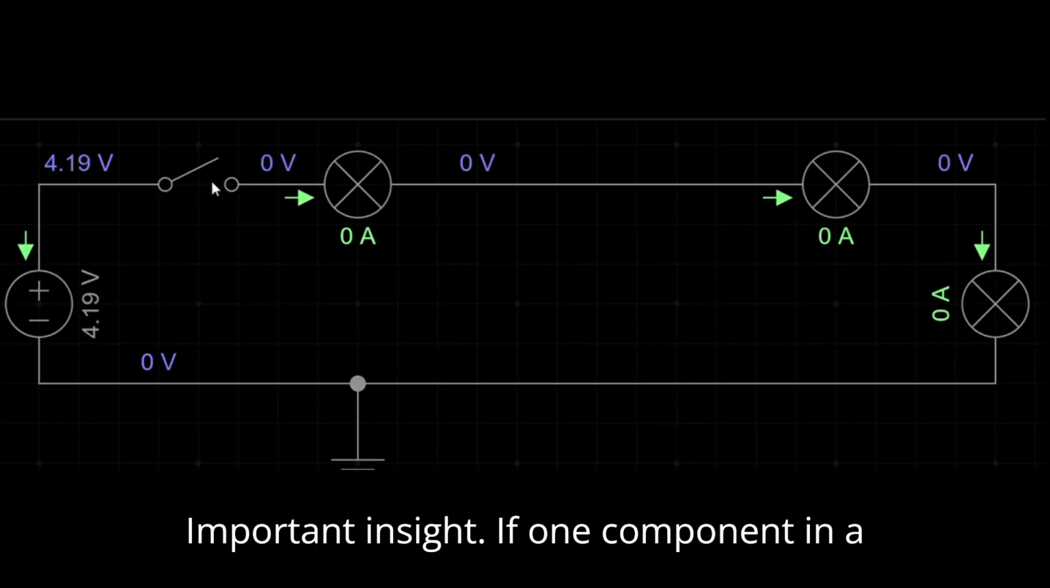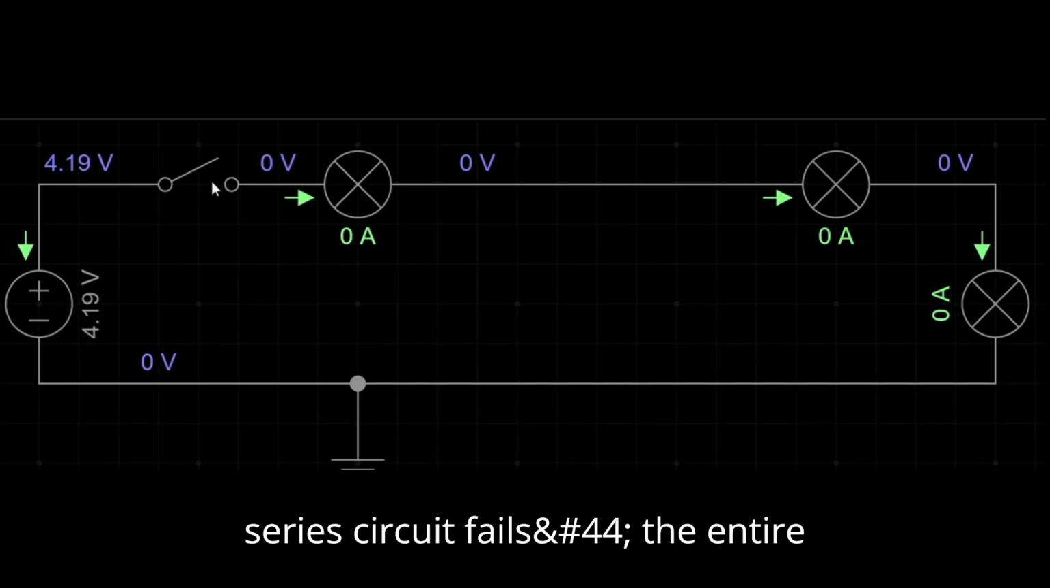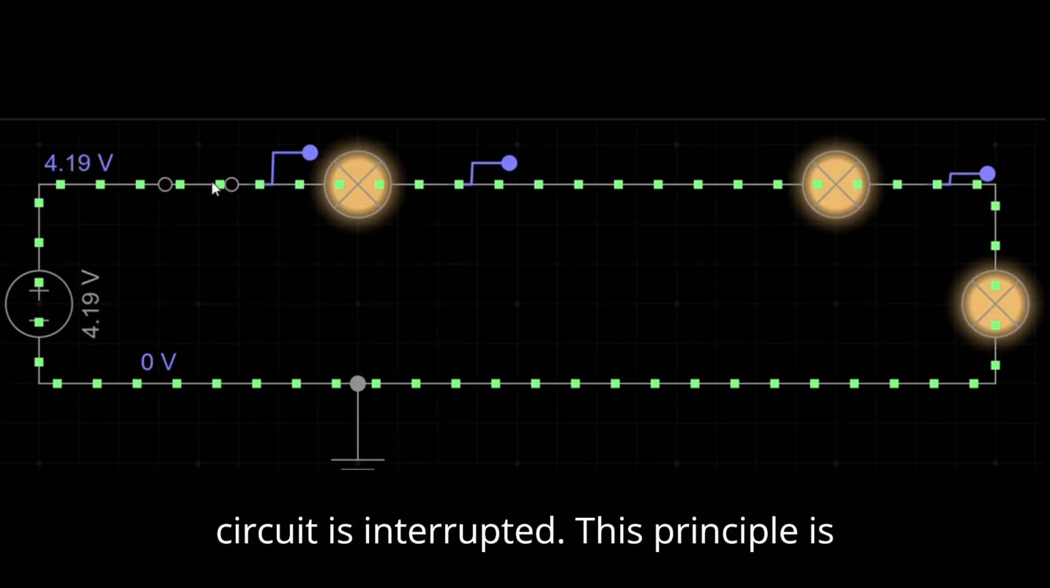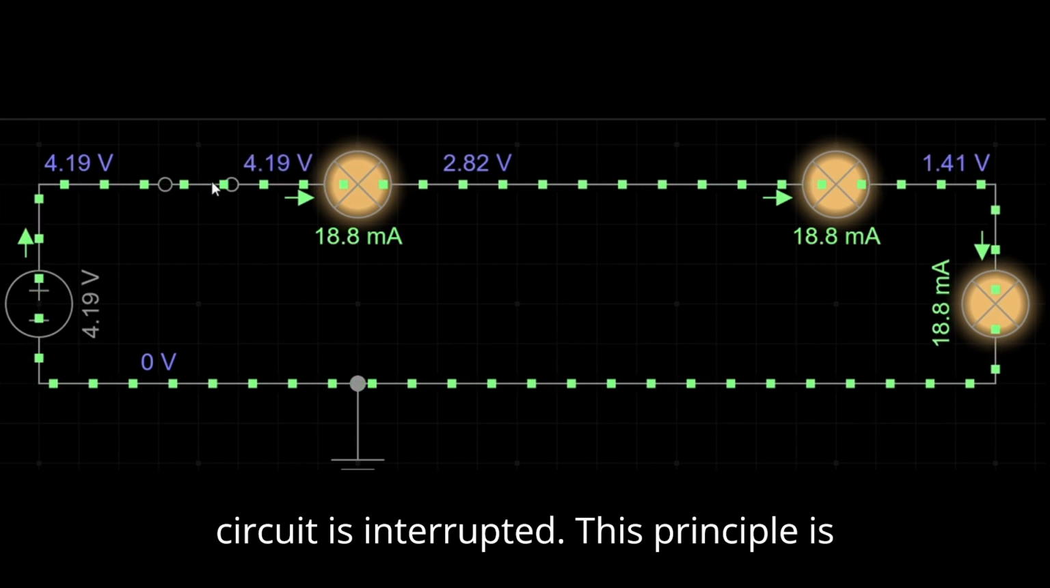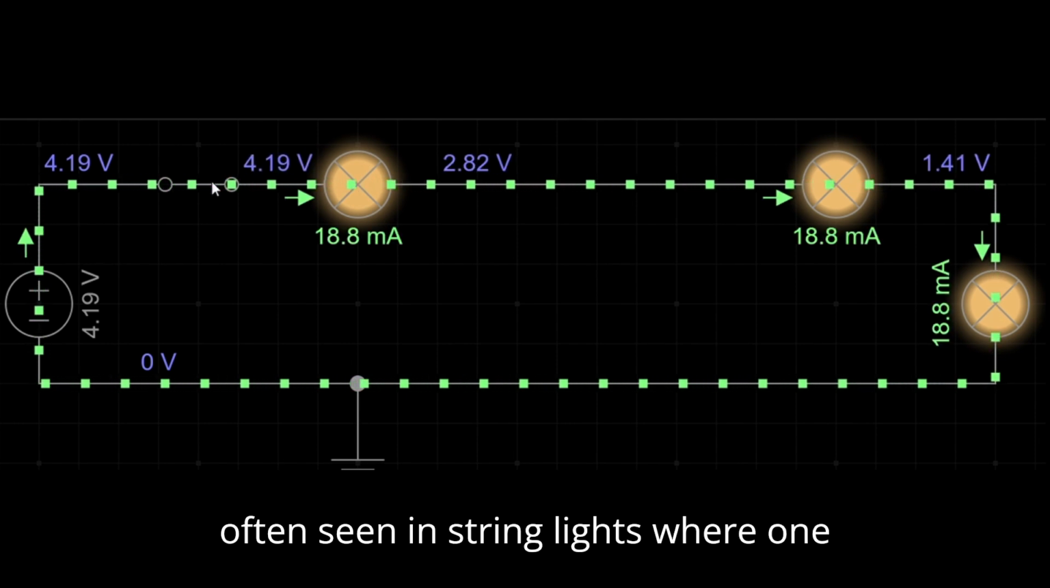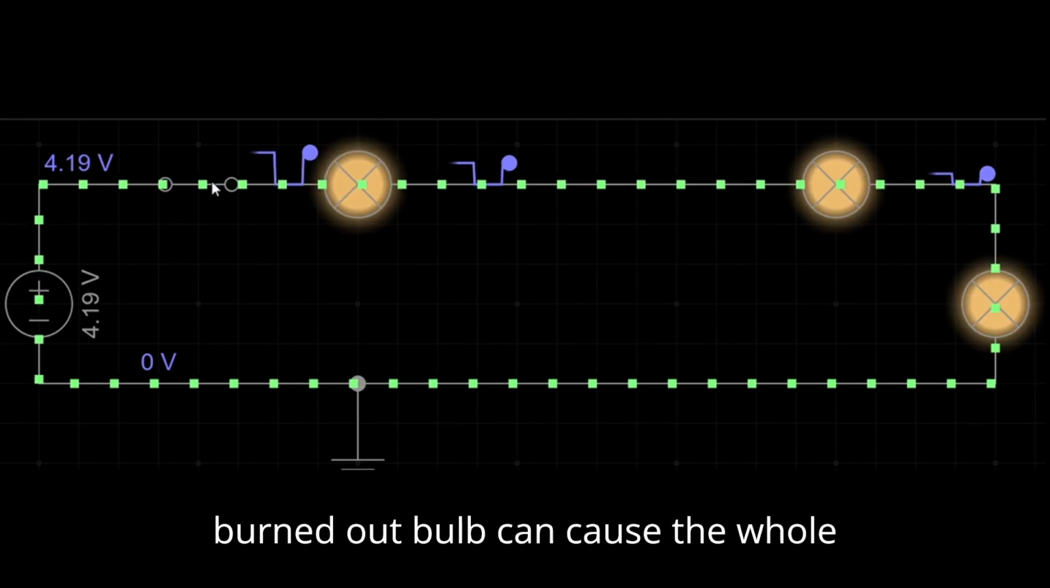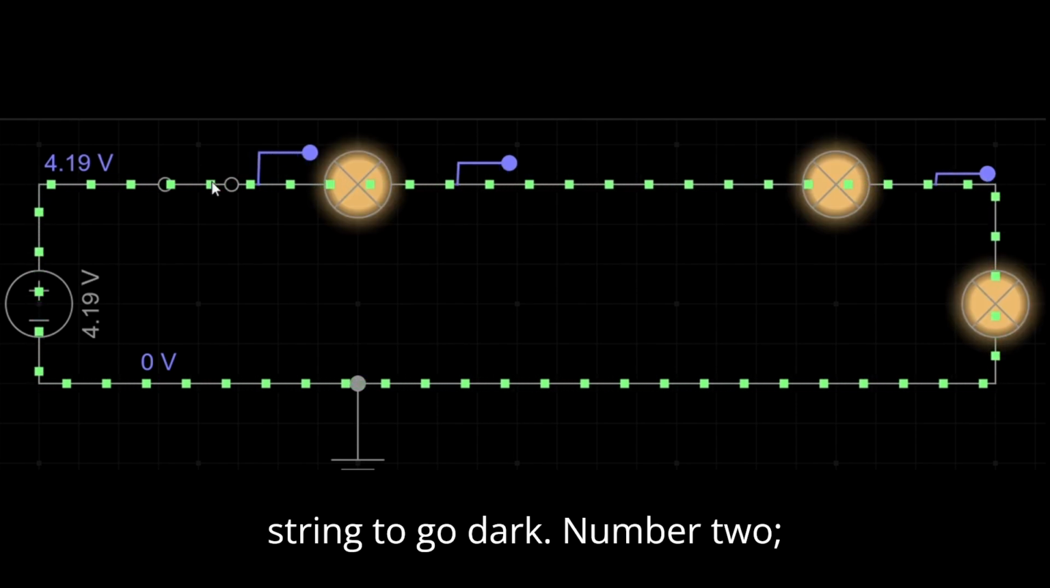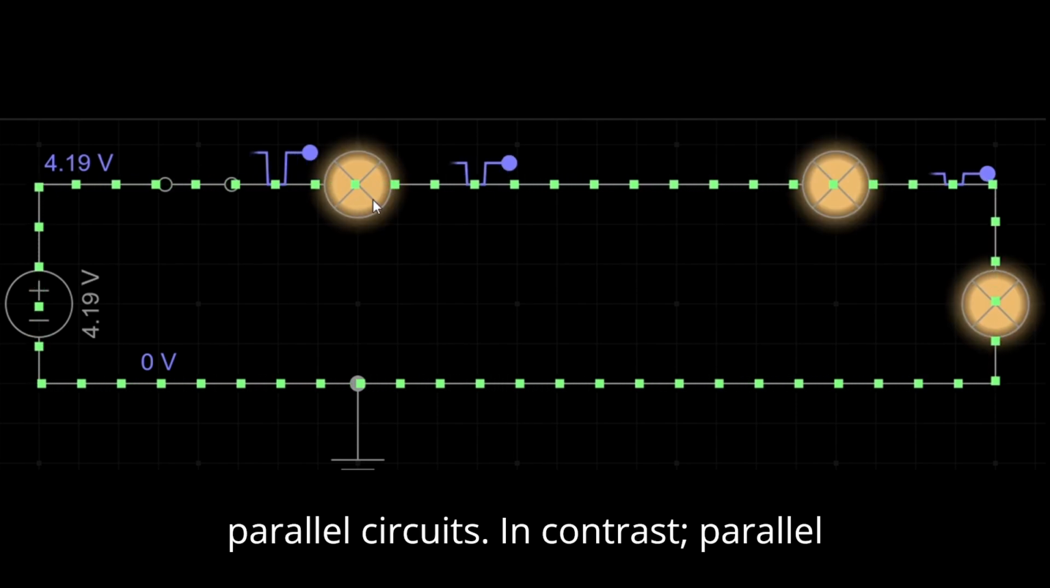Important insight. If one component in a series circuit fails, the entire circuit is interrupted. This principle is often seen in string lights, where one burned out bulb can cause the whole string to go dark.